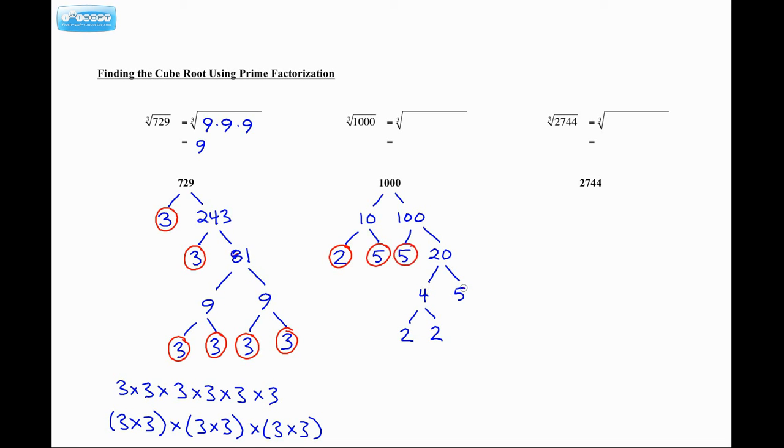So I'm just circling the end of my tree branches. Those are all the prime numbers. So 1,000 is 2 times 5 times 5 times 2 times 2 times 5. Okay, so can I regroup them into 3 equal groups? 1, 2, 3. Yes, I can. Of course I can. We already know what the answer is supposed to be. So it better work.